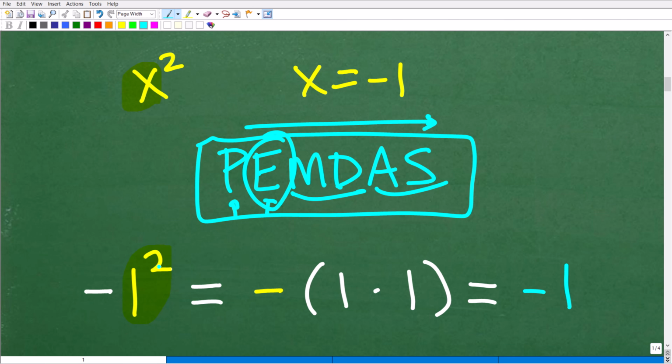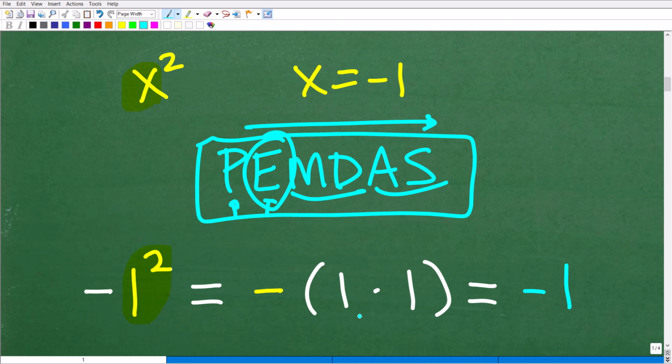Now you might be saying, well, isn't this exponent 2 acting on this -1? No, not the way it's written, and I'll show you how to distinguish between -1 squared and this expression. This is the negative, the opposite of 1 squared. This is what this is saying in mathematics. So 1 squared is what?